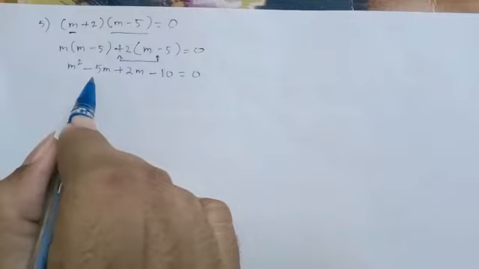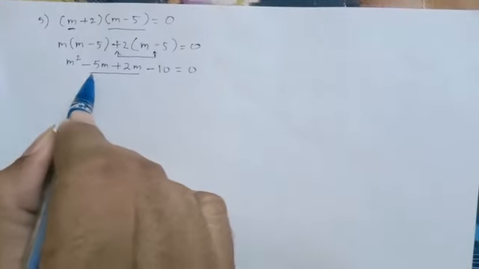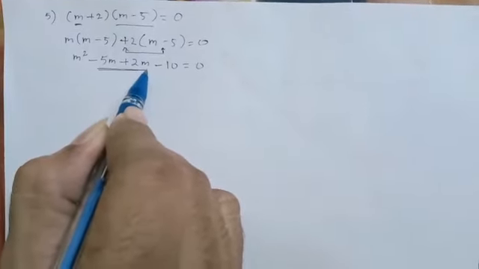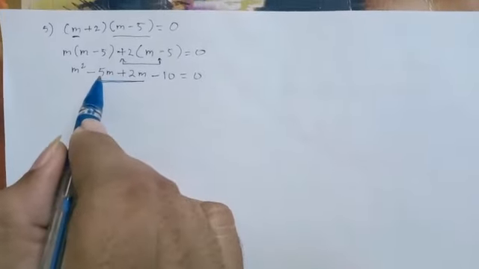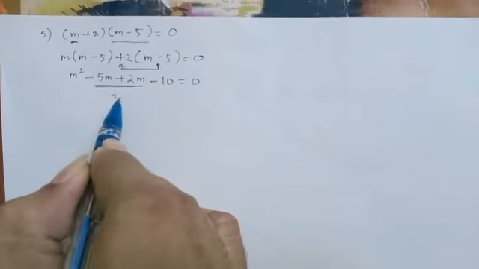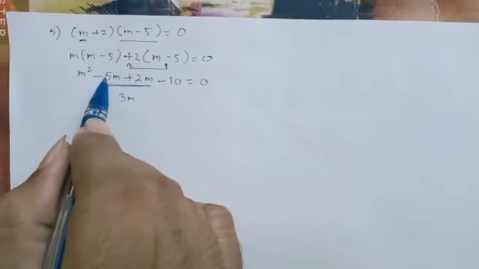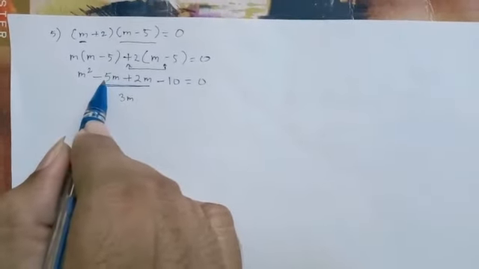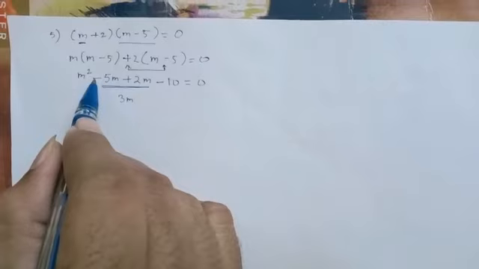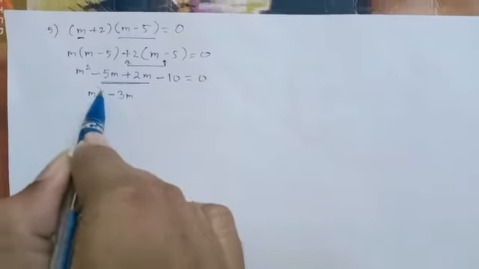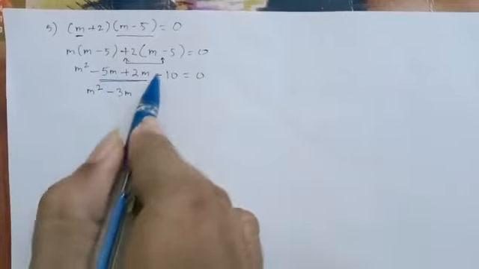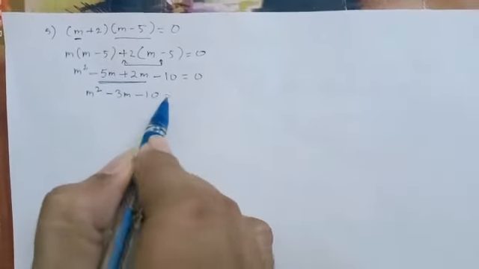Now this has common like terms. These are the like terms, so we are going to solve it. Minus plus, we are going to subtract. 5 minus 2 is 3m, and put it on the bigger number. 5 is the greater number, so we are going to put this sign, that is minus. So writing this same here, it will be m square minus 3m minus 10 equal to 0.